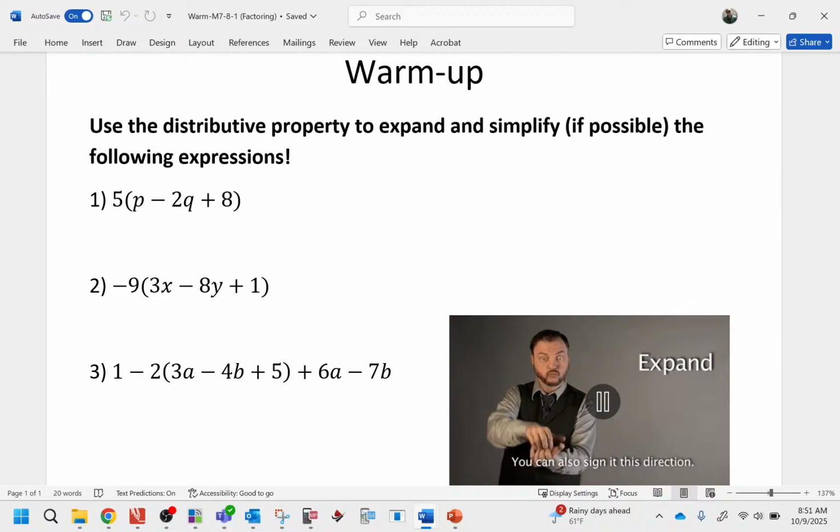Okay. All right. Those of you at home, use the distributive property to expand and simplify, if possible, the following expressions. We got those. You're going to want to pause the video and do that because we're ready to go right now. So pause it in 3, 2, 1, and here we go.